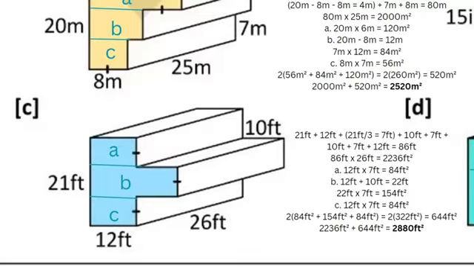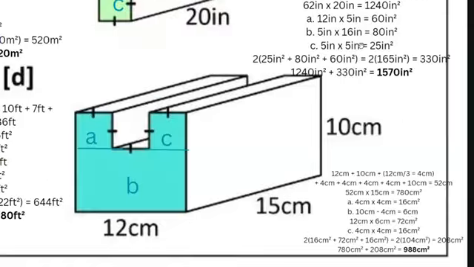84 foot square plus 154 foot square plus 84 foot square equals 322 foot square. Then we take 322 foot square times 2 because there are two faces, which equals 644 foot square. Then we take 2,236 foot square plus 644 foot square, which equals 2,880 foot square. Next, we'll be calculating D.